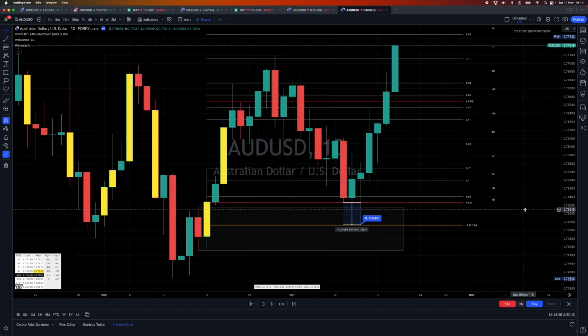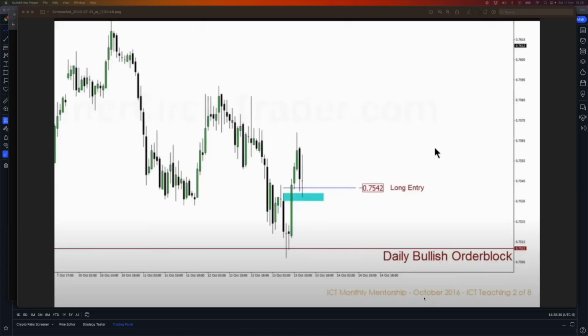Now it goes much further than this. And then later, in the October 2016 monthly mentorship, in teaching number 2 of 8, he uses the same example to show you a long entry that he took based on this setup. Now, it makes no sense why he took his long here.